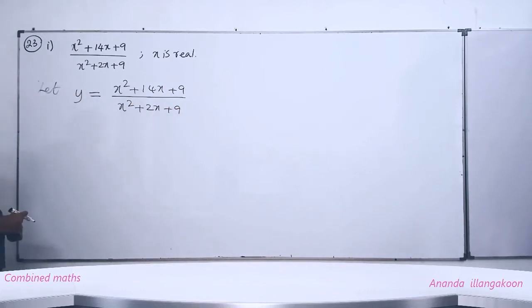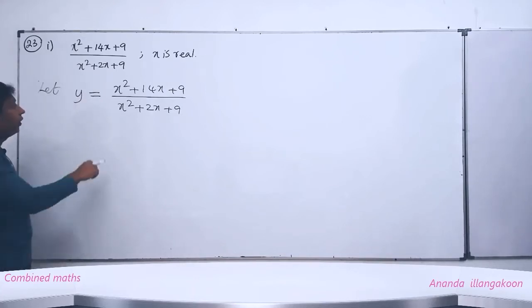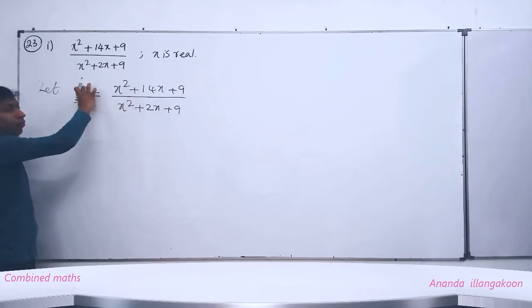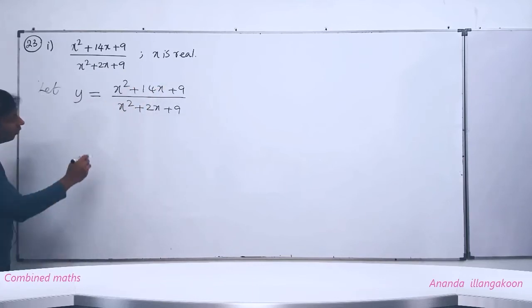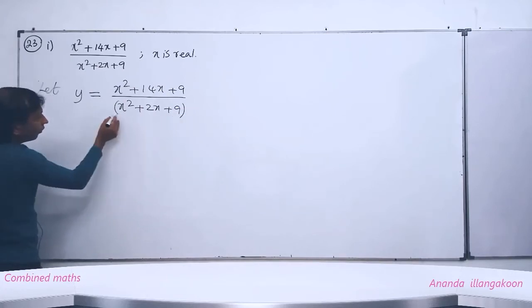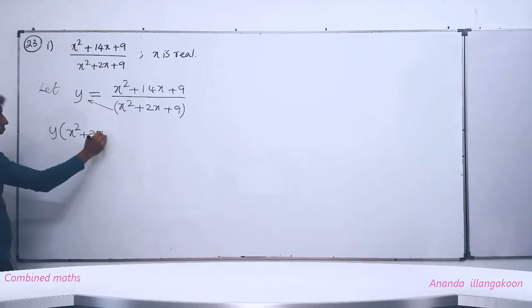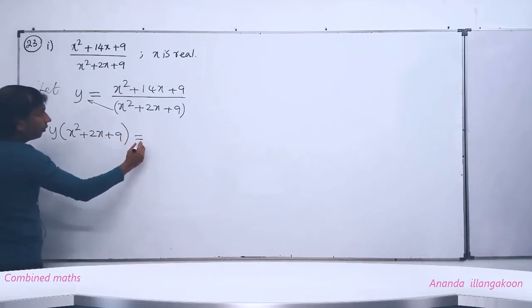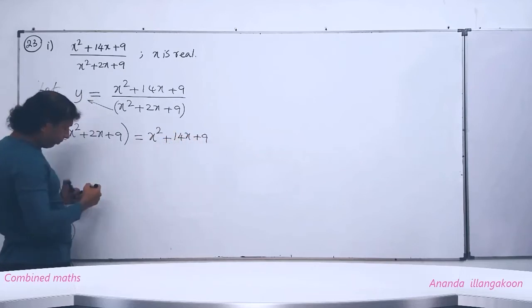Okay. Now I am going to find out the maximum value of y and the minimum value of y. The maximum value of y is the maximum value of this fraction, and the minimum value of y is the minimum value of this fraction, because these two are equal. Now what I do, people, is use cross multiplication. Then we get y times x squared plus 2x plus 9 is equal to x squared plus 14x plus 9.